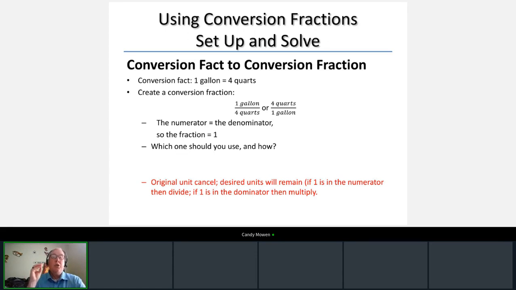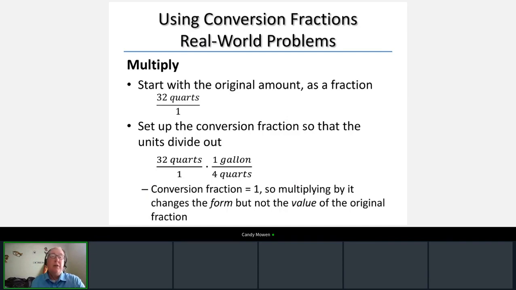So which one should you use and how? The original unit you're converting from, and the desired unit, will remain. If one is in the numerator, divide. If one is in the denominator, then you multiply. Okay, so you always want to find one somewhere, either in the numerator or denominator.